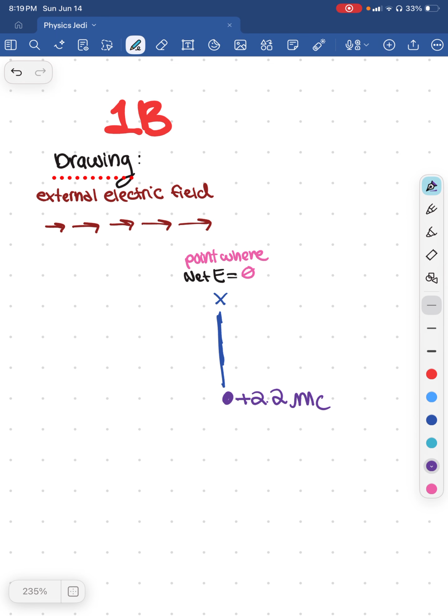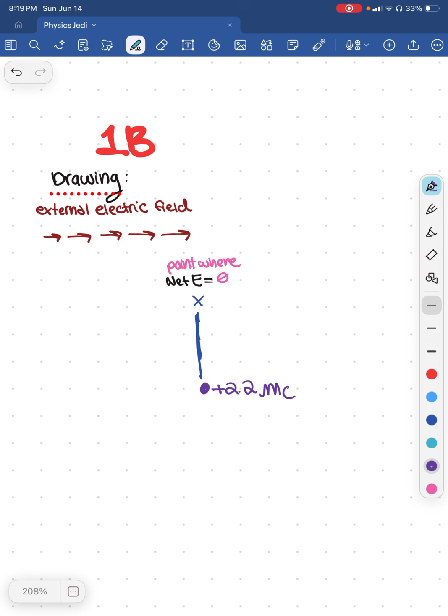I tried to draw a diagram of the problem as best as I could, but we're going to start off explaining the problem. So, our problem states that a 2.2 microcoulomb point charge is placed within an external uniform electric field with a magnitude of 76,000 newtons per coulomb. We're asked to find the distance from the charge where the net electric field is zero.